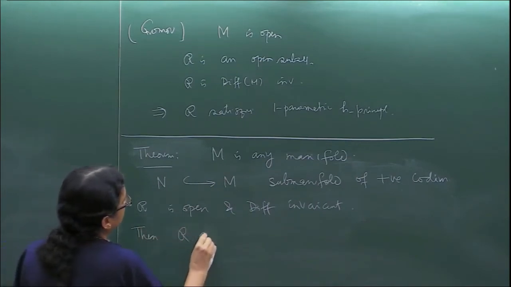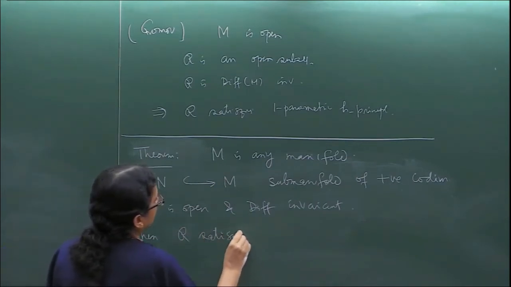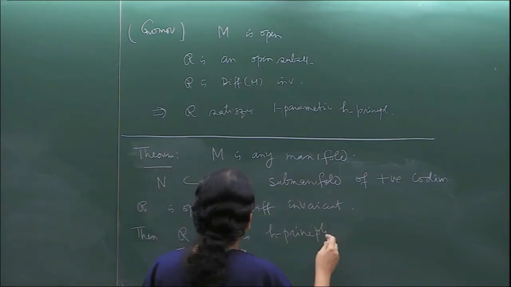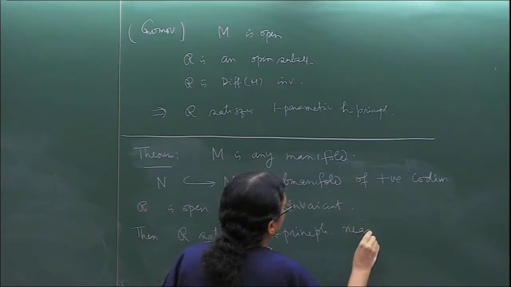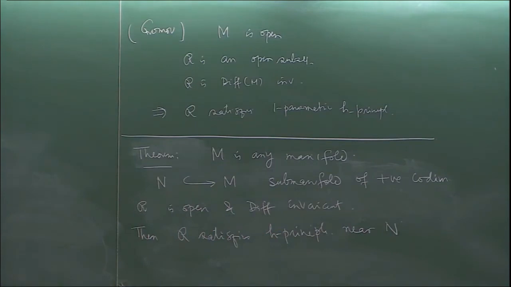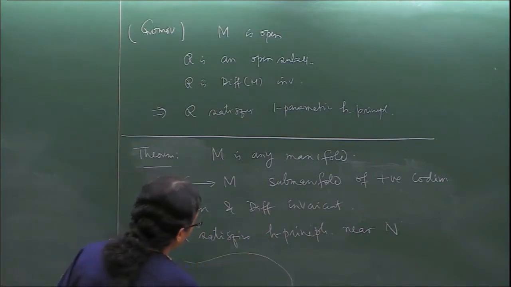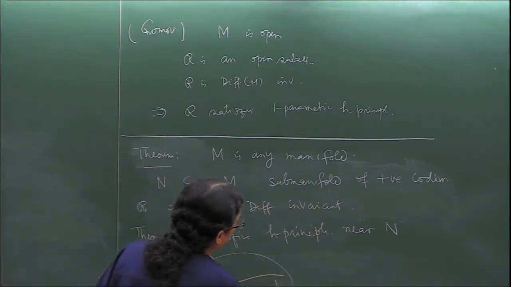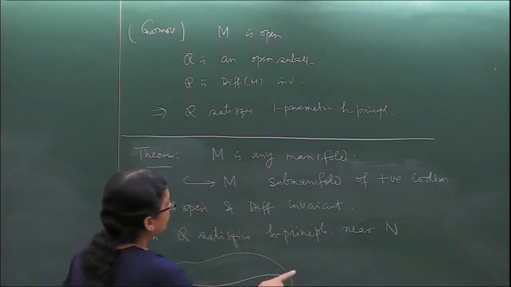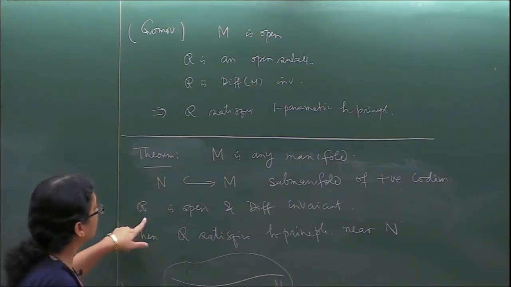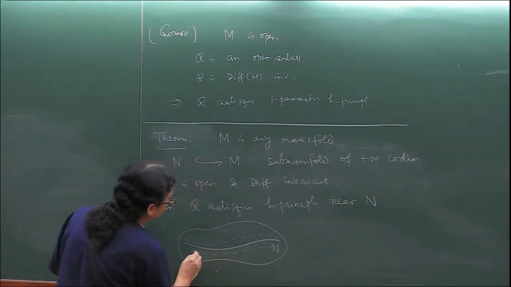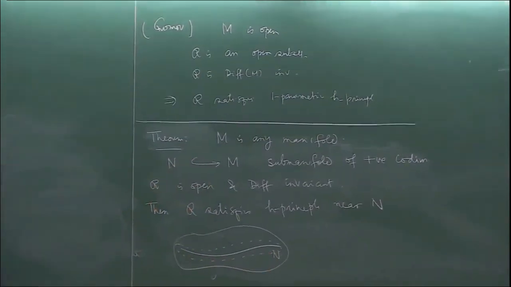Then R satisfies the H principle or one parametric H principle near N. So what do I mean by near N? You have some manifold and your N is sitting as a positive codimensional submanifold. It says that if you have a formal solution of the relation, then you would be able to get a solution which is defined on a neighborhood of this.